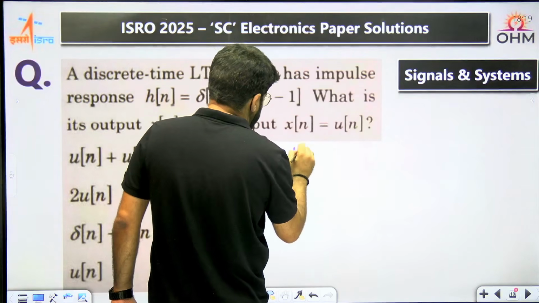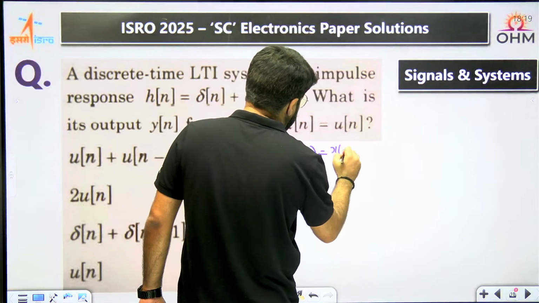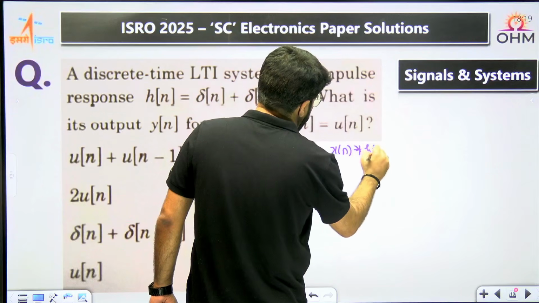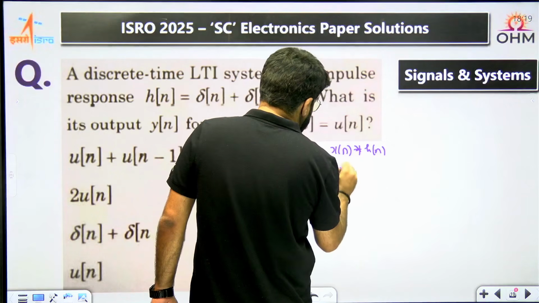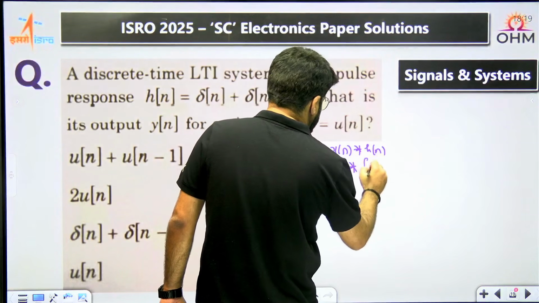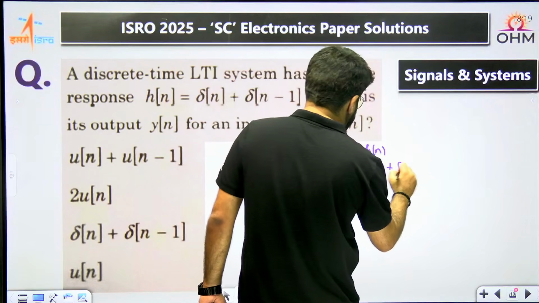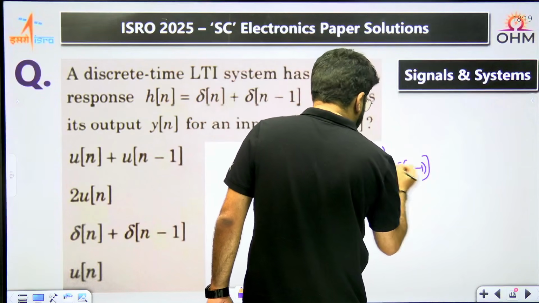Say the output is y[n], generally calculated as x[n] convolution h[n], and h[n] contains only two impulses. Easy question. The input is a unit step, convolution with h[n]. If I substitute that, δ[n] plus δ[n minus 1]. Those who know the correct property, it is an oral question.